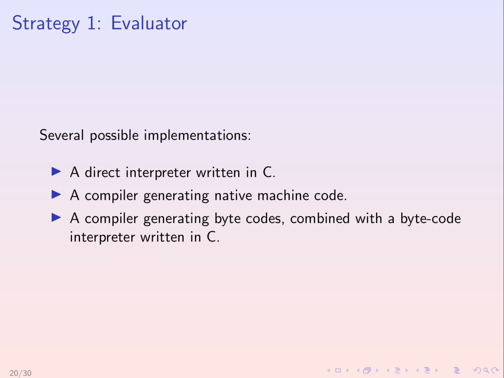So for the evaluator, there are 3 possible implementations. We'll discuss each one a little bit more in detail. We can write a direct interpreter written in C. We can write a compiler generating native machine code, or we can write a compiler generating byte codes and have it combined with a bytecode interpreter written in C.